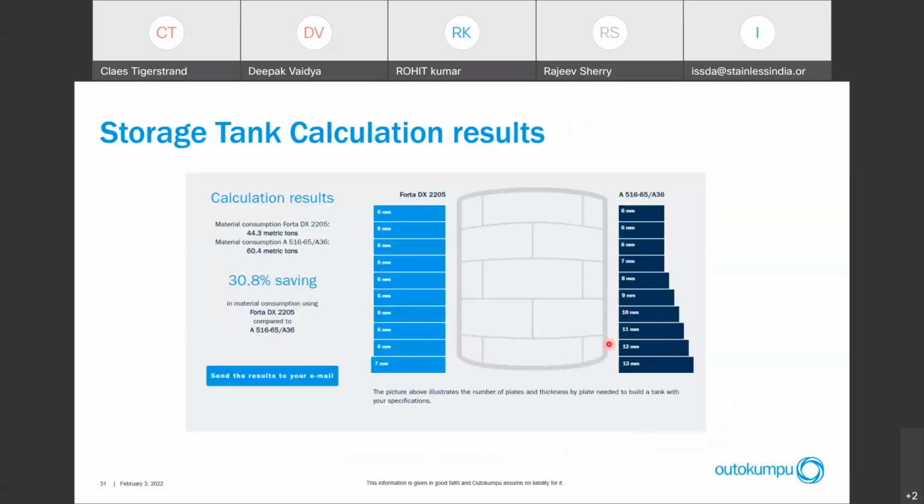You can calculate, and there you see the thickness you need for the different sectional courses of the tank. You have the highest pressure at the bottom. So for the Duplex, you need 7 millimeter at the bottom, 6 millimeter at the top. But for the carbon steel, which has a lower strength, you're adding 2 millimeter of corrosion allowance. There you see you need 30 millimeter at the bottom and 6 millimeter at the top. So you have about 30% saving already in the material consumption by using the Duplex grade.